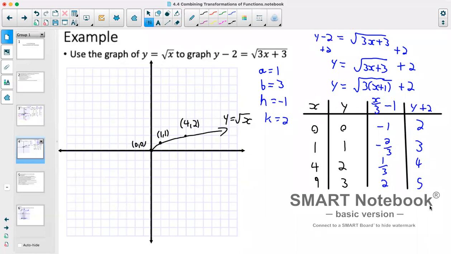Okay, so we'll start plotting these. So at -1, we are at +2. -2/3, we are at 3. 1/3, we are at 4. And then 2, we are at 5. So our new graph looks something like that.